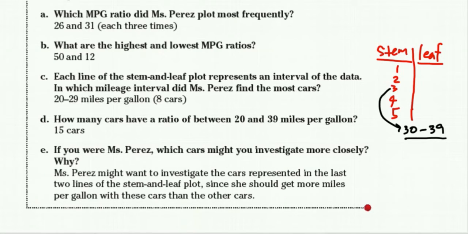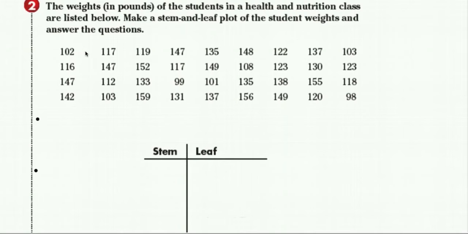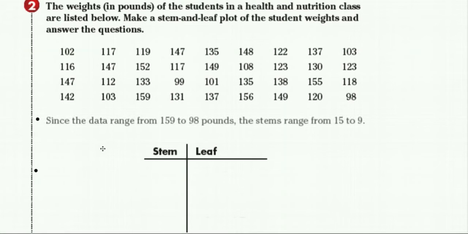Next example. The weights in pounds of the students in a health and nutrition class are listed below. Make a stem and leaf plot of the student weights and answer the following questions. We want to create a stem and leaf plot of these weights and answer the questions that follow. Since the data range from 159 to 98 pounds, the stems range from 15 to 9.